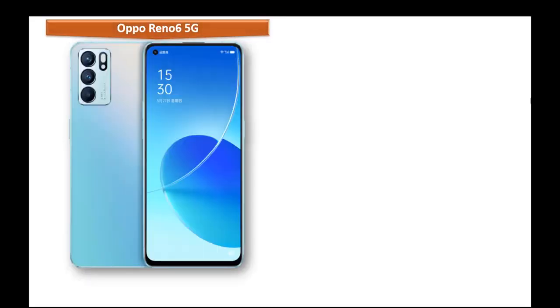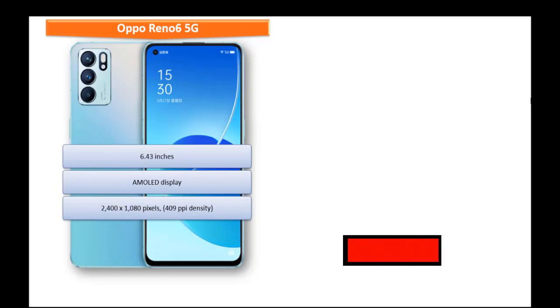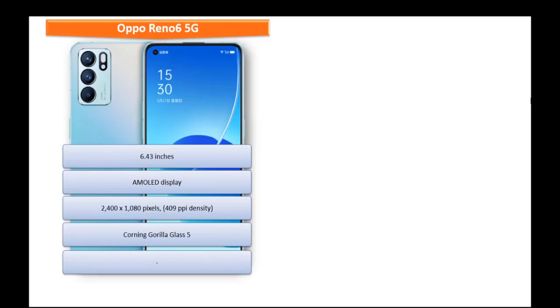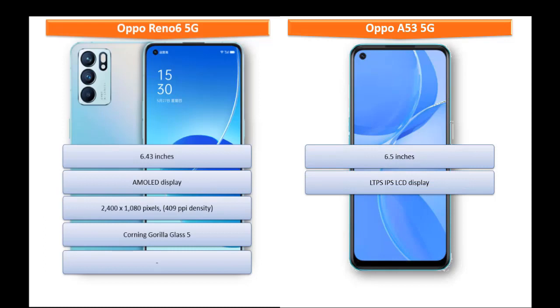If we see the display of this device, you can find a 6.43 inches screen size with the AMOLED display that comes with a resolution of 2400 by 1080 pixels with 409 ppi pixel density and also comes with Corning Gorilla Glass 5 screen protection. Whereas Oppo A53 5G is a 6.5 inches device with an LTPS IPS LCD display having a resolution of 2400 by 1080 pixels with 405 ppi pixel density.